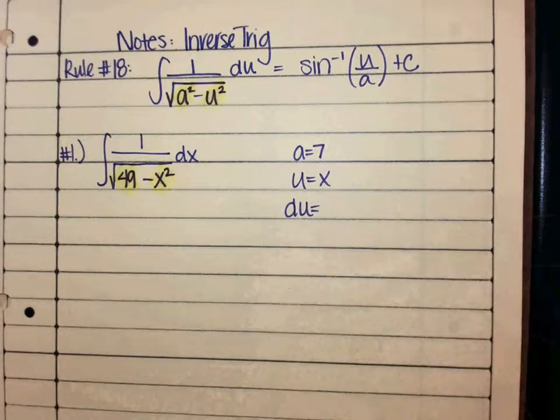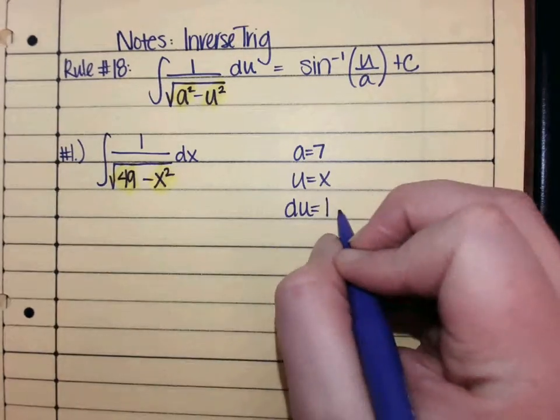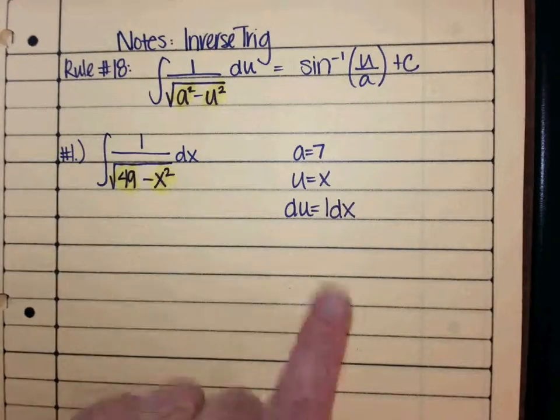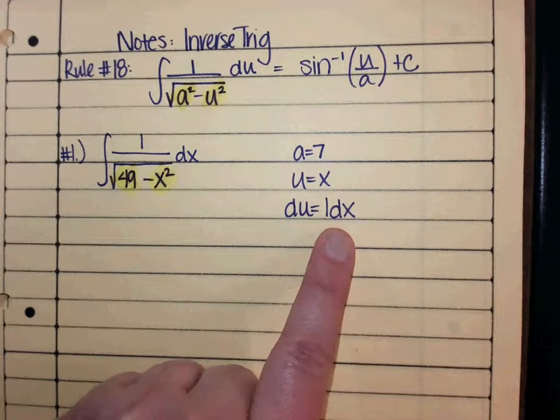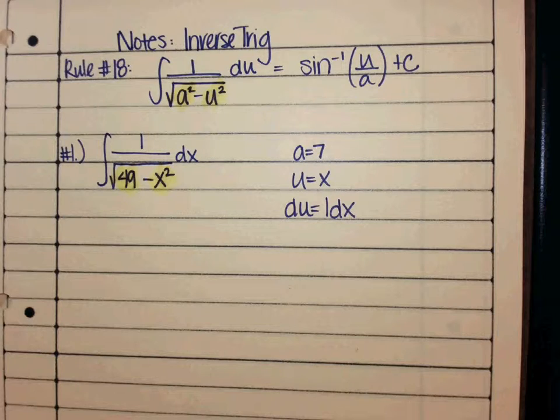What's the derivative of x? 1. Okay, anytime that this happens, if du is just 1, you do not have to rewrite your dx in terms of du, because what are they if it's a 1? They are the same, right? Du is dx, dx is du, doesn't matter. If you want to do that extra step, you can, but not really necessary.